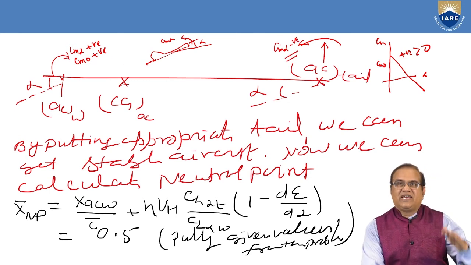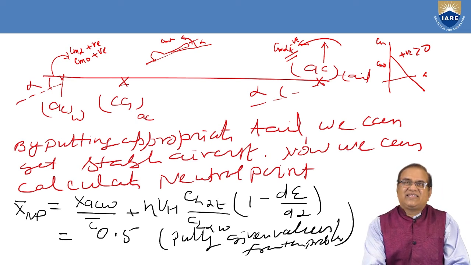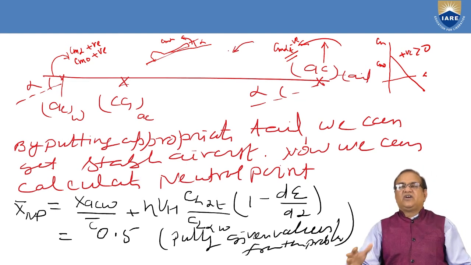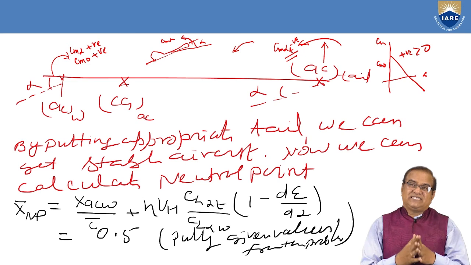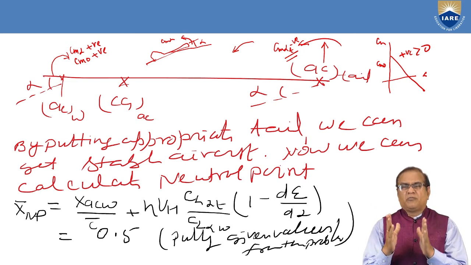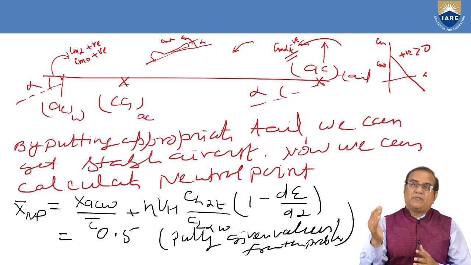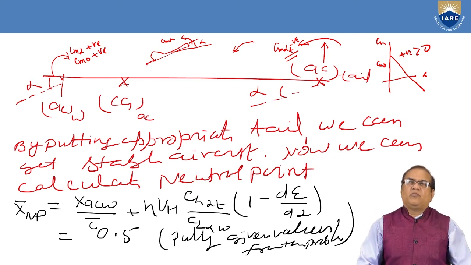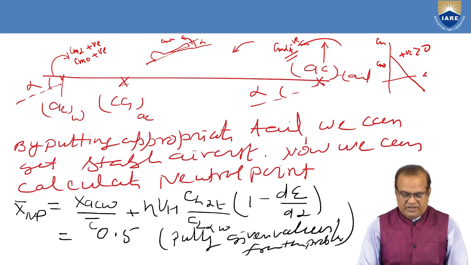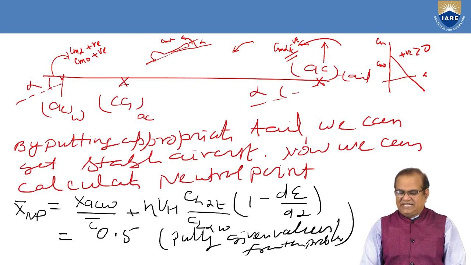If both are equal, the aircraft will be neutrally stable, and if the Cm alpha of the tail is higher than the Cm alpha of the wing, it will have a nose down tendency. That is why we have to design this tail in such a way that it provides the moment in the opposite direction, or anti-clockwise direction, and it should counter the moment of the aircraft wing. So by putting the appropriate tail, we can get a stable aircraft.